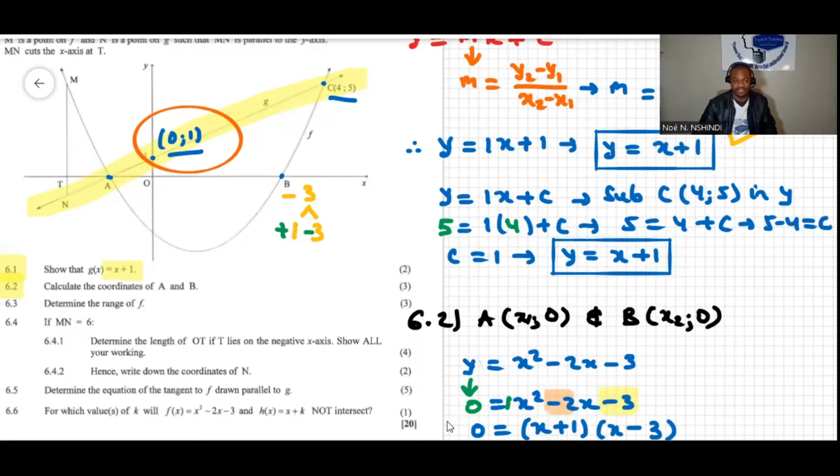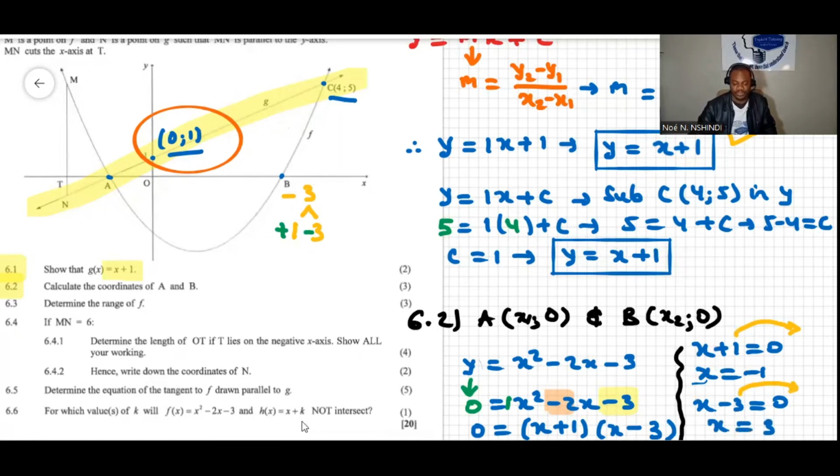Now, in a situation like this, for this product, we can just make x plus 1 equal to 0. So if I move the 1 over, this will become x equal to -1, and then x minus 3 equal to 0. If I move this -3 over, this will make x equal to 3. So those are the coordinates of A and B.